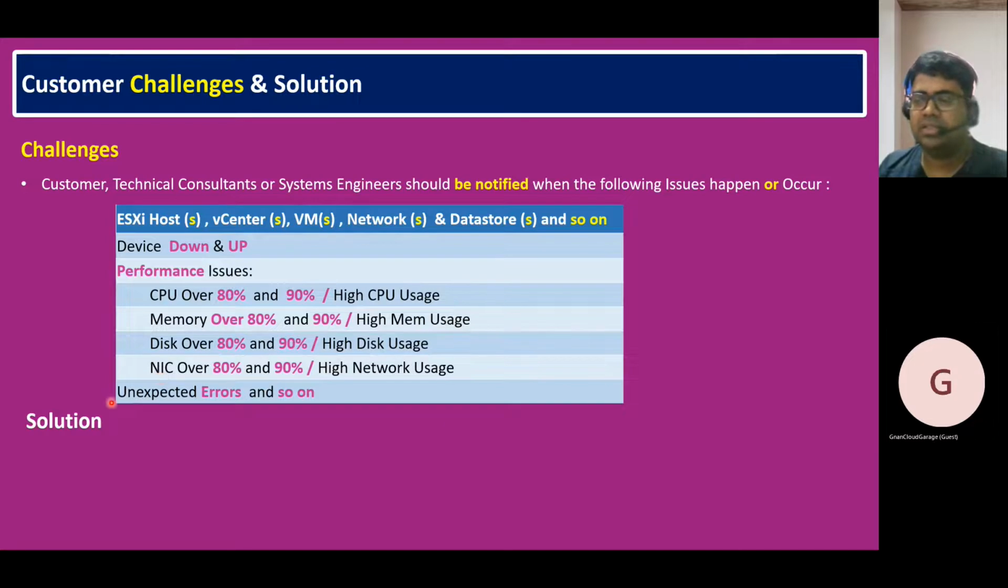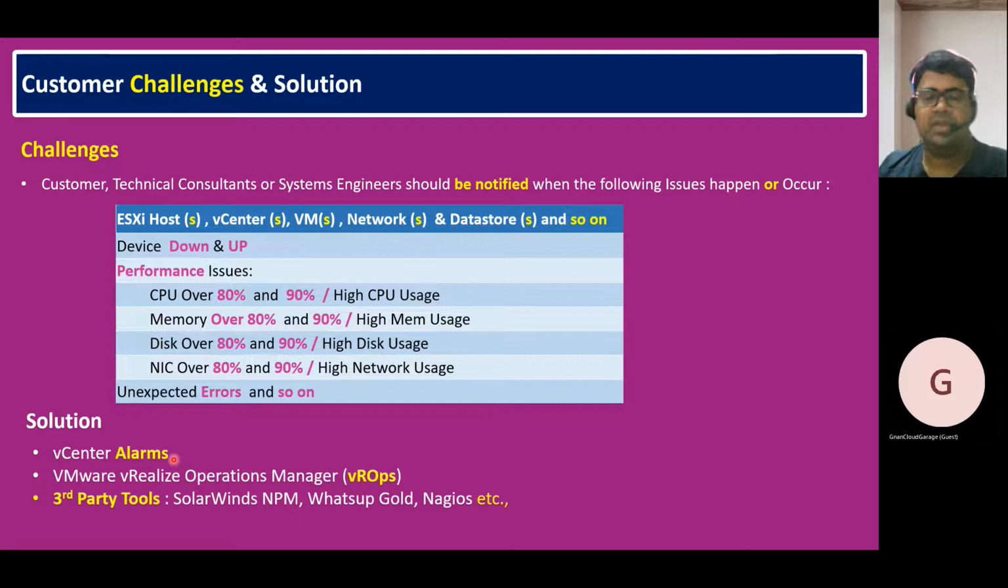Apart from up and down and performance issues, there will be some other unexpected errors and so on. So in order to resolve all these challenges, what VMware recommends is that we configure vCenter alarms. Normally vCenter alarms are specific to the vCenter server, and whatever default or predefined alarms are available, we have to configure. And there is another solution called VMware vRealize Operations Manager.